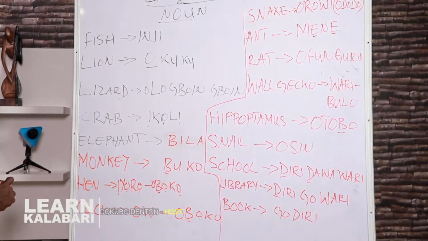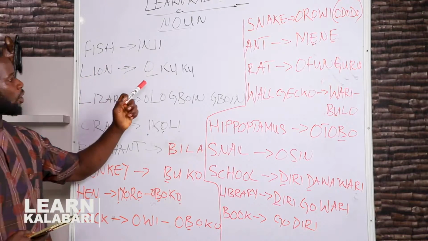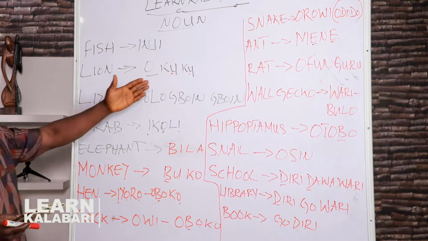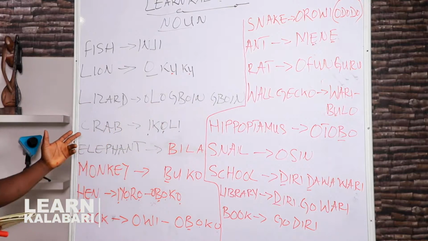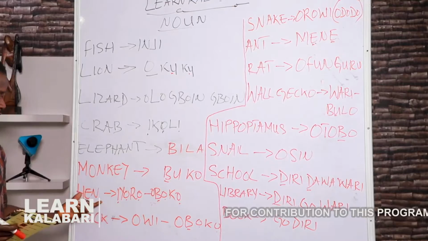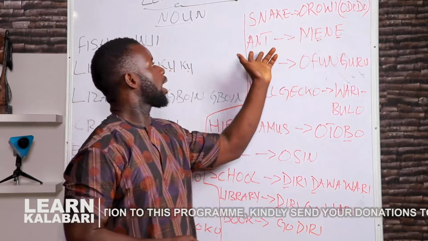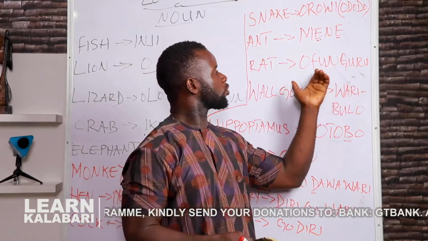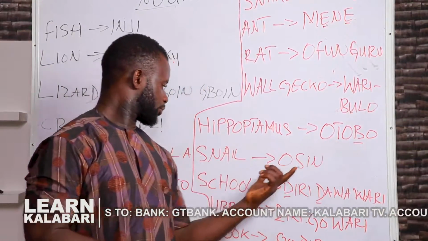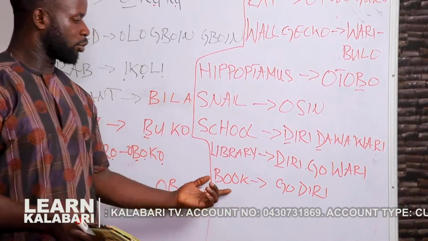We have some other items on the board. We have fish as inji, lion, okoko. Lizard, ologboingboing. Crab, ekole. Elephant, bela. Monkey, boko. Hen, eoro oboko. Cock, owi oboko. Snake, oronwi or ododo. Ant, mene. Rat, ofunguru. Wall gecko, waripolo. Hippopotamus, otobo. Snail, osin. School, Diri Dawawari. Library, Diri Gowari. Book, Go Diri.